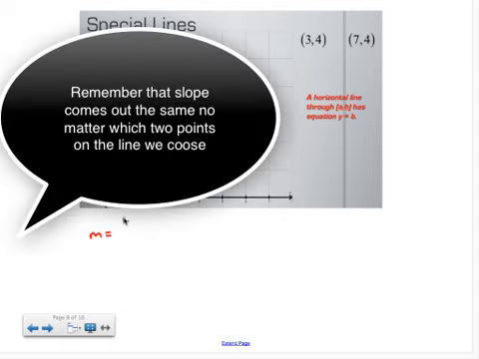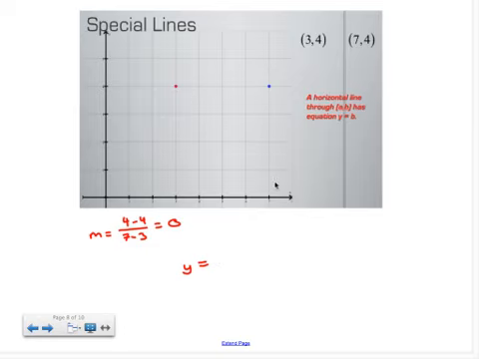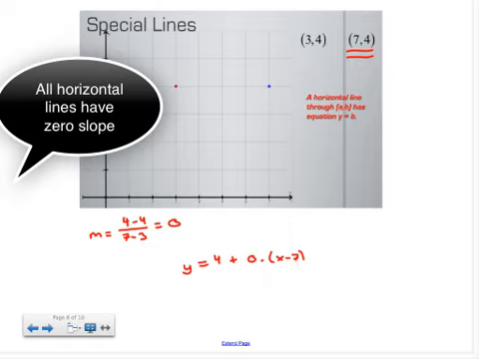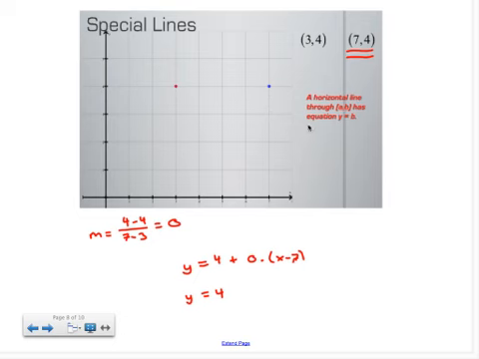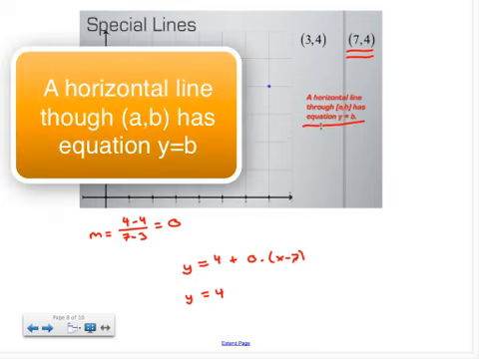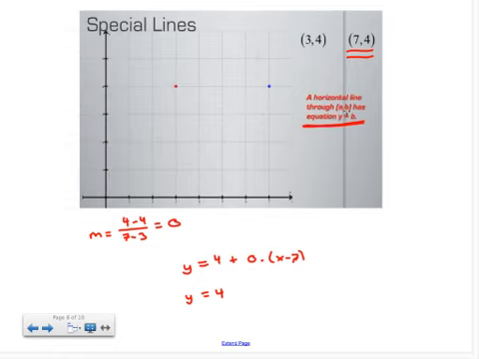So the equation of this line is going to be y equals, I'll use (7, 4) as my point, okay, 4 plus 0 times (x minus 7). This obviously wipes out, and so I'm left with y equals 4. Okay, and that leaves us with the fact over here that a horizontal line will always have equation y equals the y coordinate of the point they gave you. So if we give you a point and say you have a horizontal line, it's always going to be y equals. There is no x, because x can be anything. The y will always be 4.